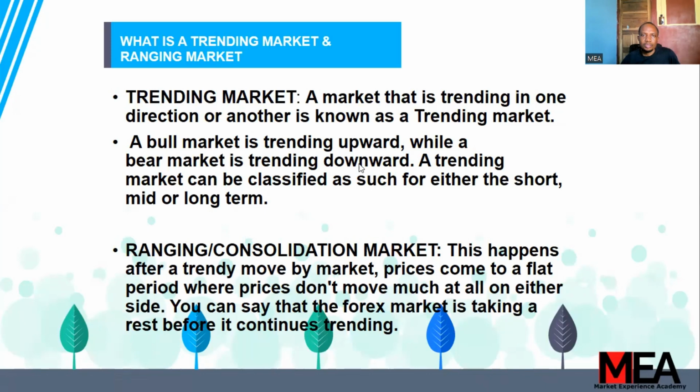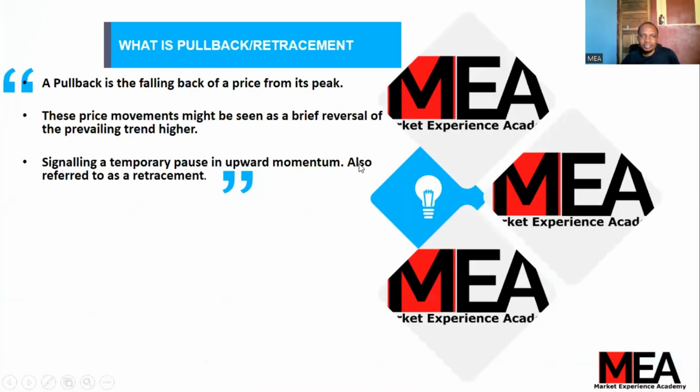So I think we should go to our next slide. What is pullback and retracement? I just explained using my drawing pen to show you what retracement is all about. So a pullback is the falling back of a price from its peak. This price movement might be seen as a brief reversal of the prevailing trend higher, signaling a temporary pause in upward momentum, also referred to as retracement. When there's an upward movement, the market is making higher high, higher low, higher high, higher low, higher high, higher low. That is an uptrend.